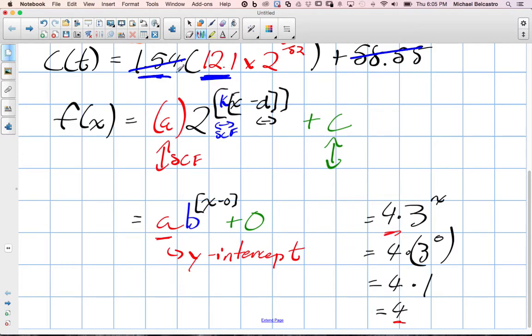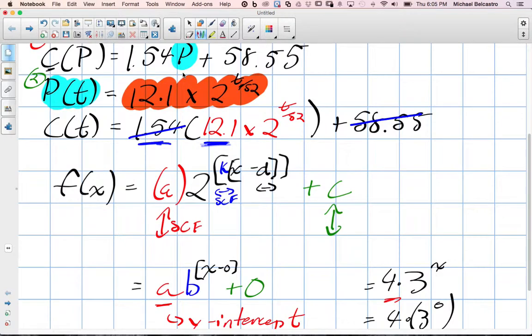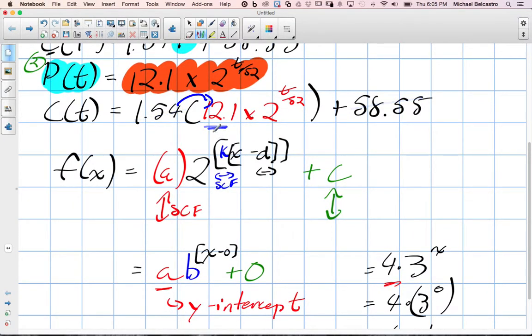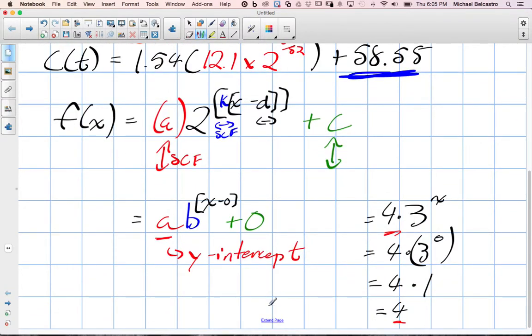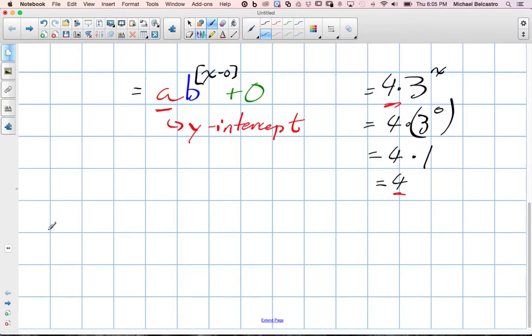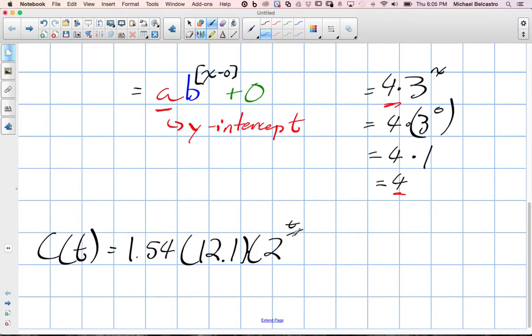But now that we have a 1.54, it probably makes sense to actually distribute the 1.54 times the 12.1, because that will be our a value, and whatever that new a value is will translate up to 58.55. We'll move it with the c value. So let's rewrite that function down here. C in reference of time is equal to 1.54 multiplied by 12.1 multiplied by 2 to the power of t over 52, and all of that is plus 58.55.